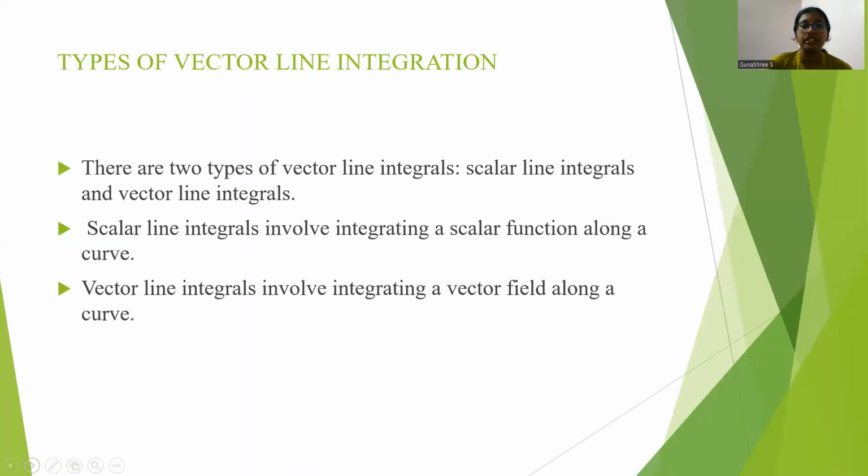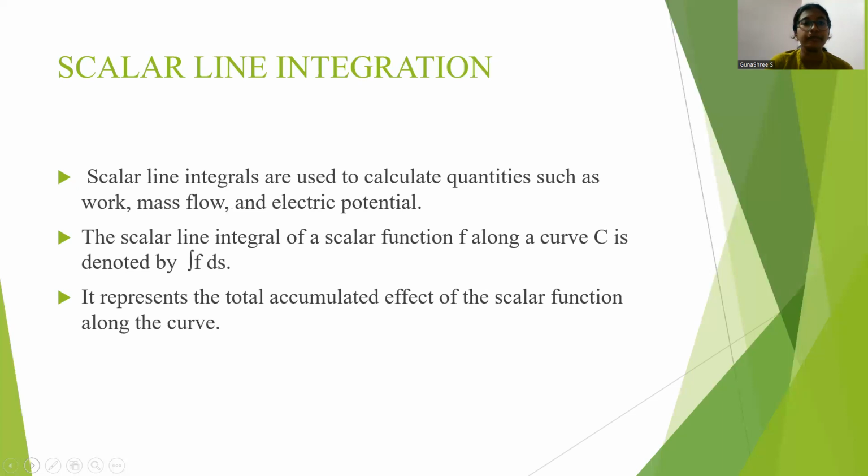So what are the types of vector line integration? Basically, there are two types: one is scalar line integration and the other is vector line integration. Scalar line integration involves the integration of a scalar function with respect to a curve, whereas vector line integration involves integrating a vector field with respect to a curve.